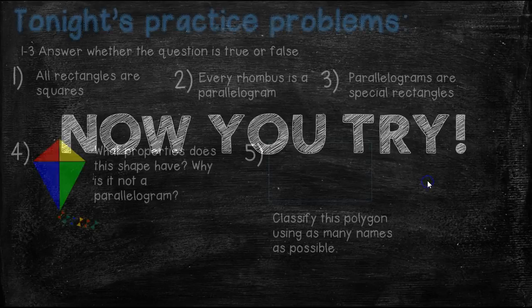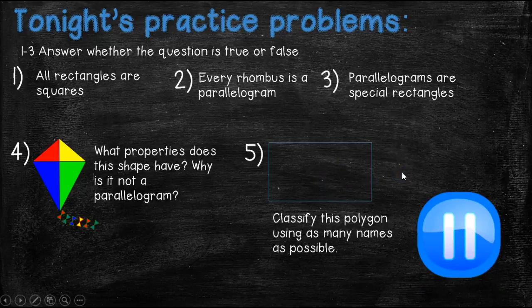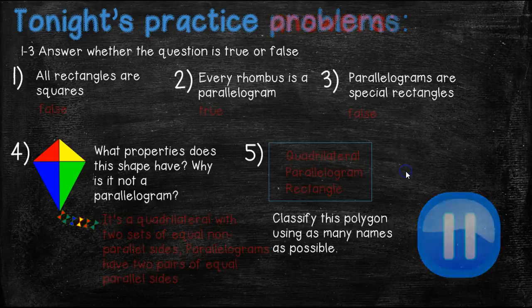Now it's your turn to try. Here are tonight's practice problems. In problems 1 through 3, I just want you to answer whether the statement is true or false. So number 1, are all rectangles squares? Number 2, every rhombus is a parallelogram. And number 3, parallelograms are special rectangles. Go ahead and take a look at your family tree that we created and answer these questions true or false. Then answer number 4 and number 5. Go ahead and pause your video and come back when you're ready for the answers. Coming back in 5, 4, 3, 2, 1.